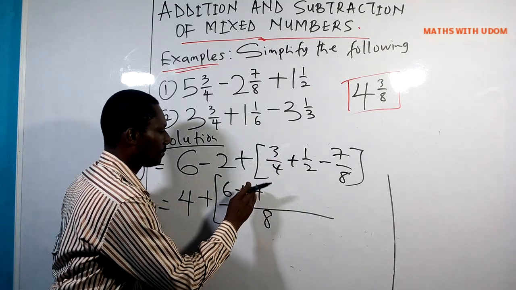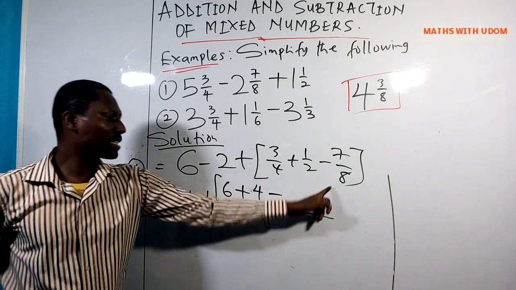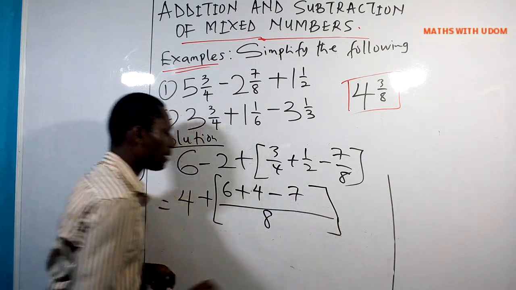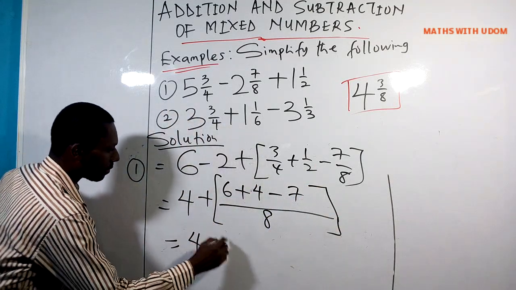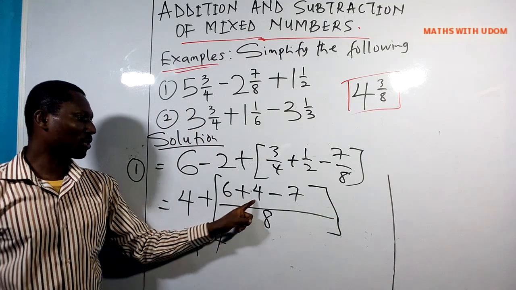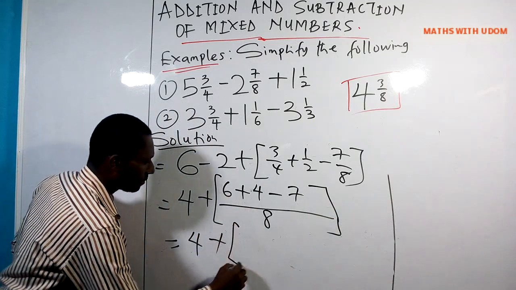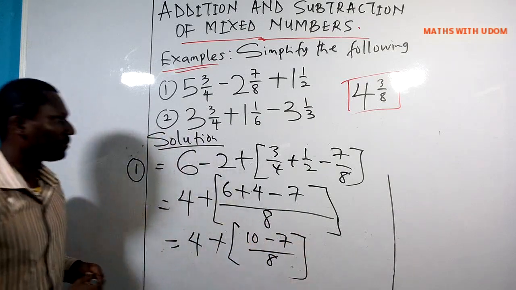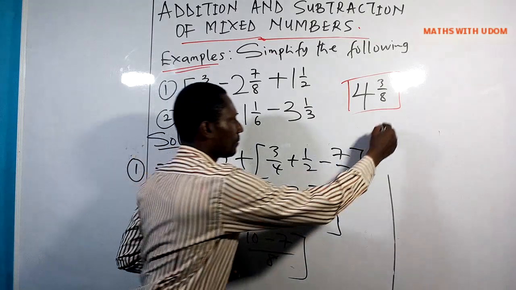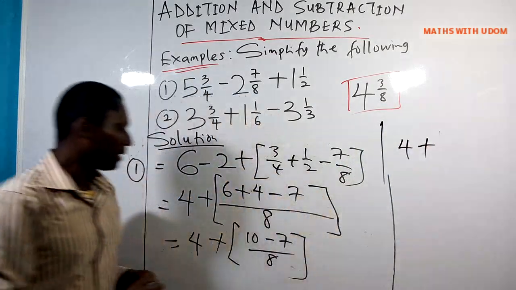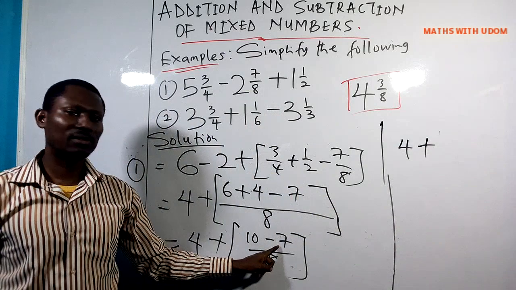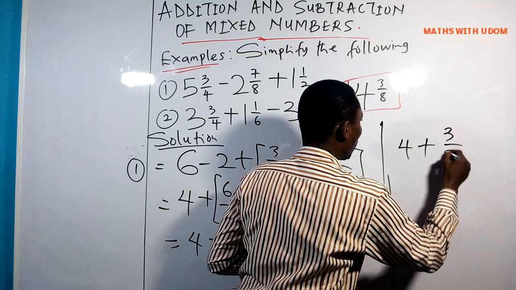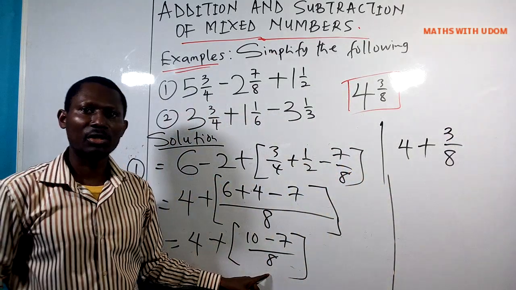Minus, how many 8 can go in 8? 1. 1 times 7, 7. Then we'll close the brackets. That will give us 4 plus. Now, 6 plus 4 is 10. 10 minus 7 divided by 8. And that will give us 4 plus. Now, 10 take away 7 will give us 3, divided by our denominator 8.